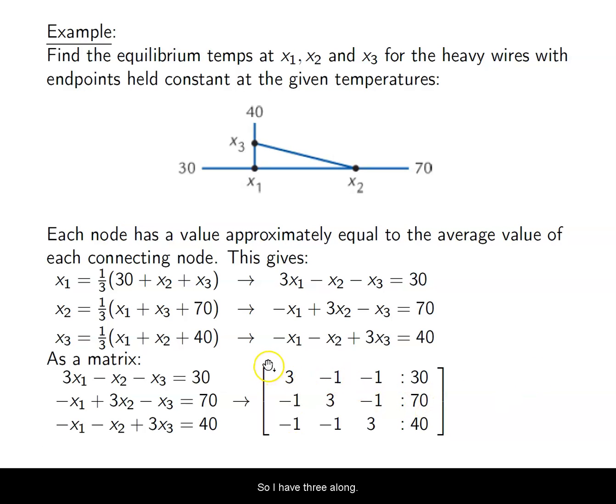Right? So I have 3 along, what's this called again? Do you remember? Our main diagonal. Okay, and it turns out that everything else is -1s, and then I have my right hand side separated by these dashes. Okay, so now that we've formed some equations and we've turned it into a matrix, I can now solve this system by using our Gauss-Jordan elimination, which is what we're going to do.